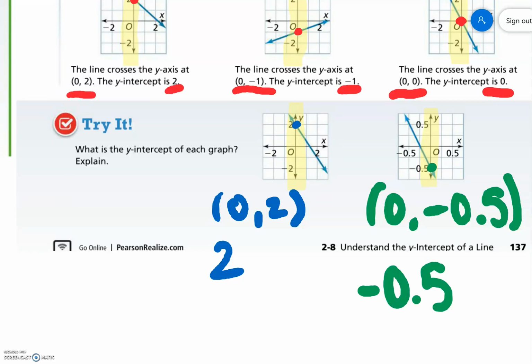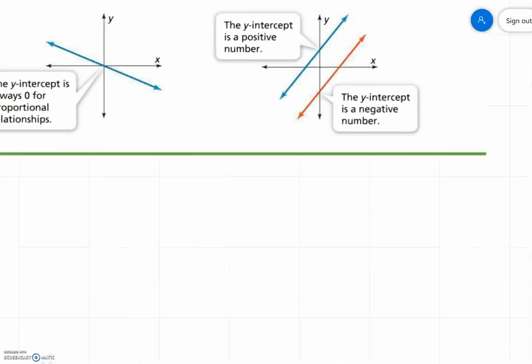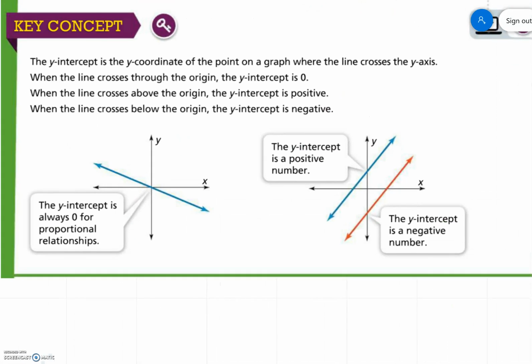Key concept. The y-intercept is the y-coordinate of the point on a graph where the line crosses the y-axis. When the line crosses through the origin, the y-intercept is 0. Remember, the origin is the point 0, 0. When the line crosses above the origin, the y-intercept is positive. When the line crosses below the origin, the y-intercept is negative.